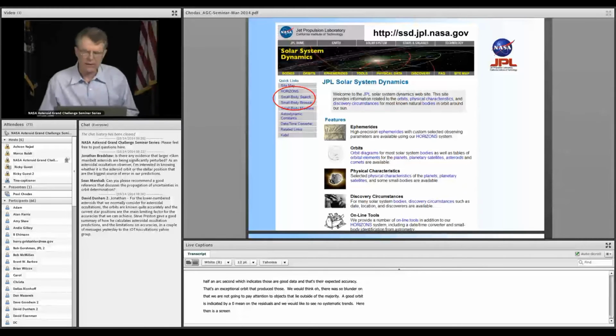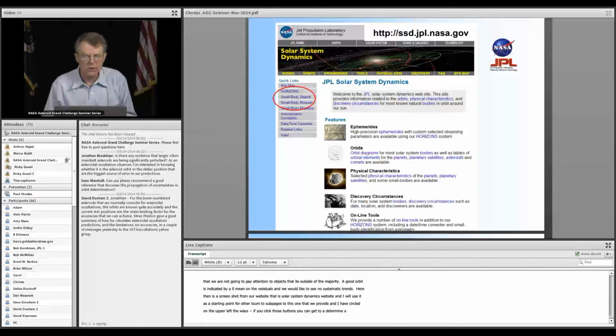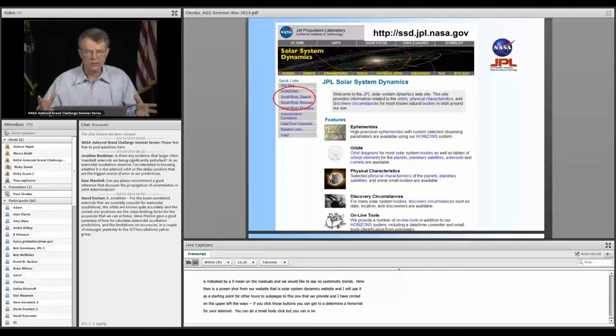Here then is a screenshot from our website, the Solar System Dynamics website, and I'll use it as a starting point for some of the tours of other web subpages that we provide. And I've circled there on the upper left the buttons that you can click. You can get to Horizons to determine an ephemeris for your asteroid. You can do a small body search, which I won't go into, but you can actually search our database on asteroids and look for particular asteroids of different types and get complete lists of asteroids that satisfy various conditions.